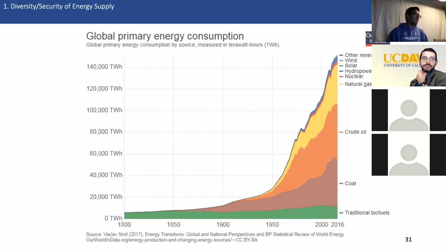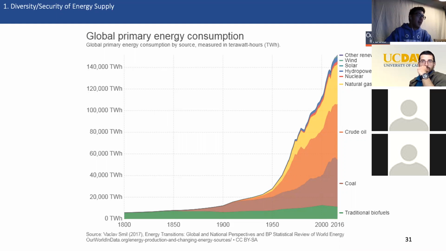Okay, so the amount of energy that we consume has exploded since the Industrial Revolution. This is a nice little chart of primary energy consumption by source. So traditional biofuels, what does that mean? Traditional, it's just wood burning, right? We use wood for heating, and in centuries past, we would use it not only for heating, but also for cooking and also for light.